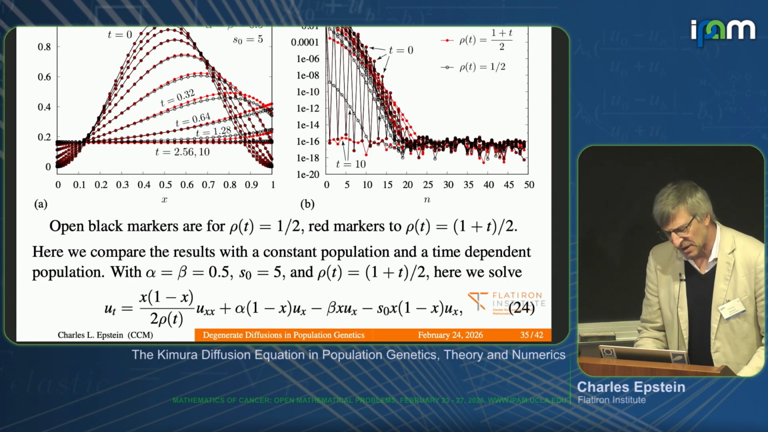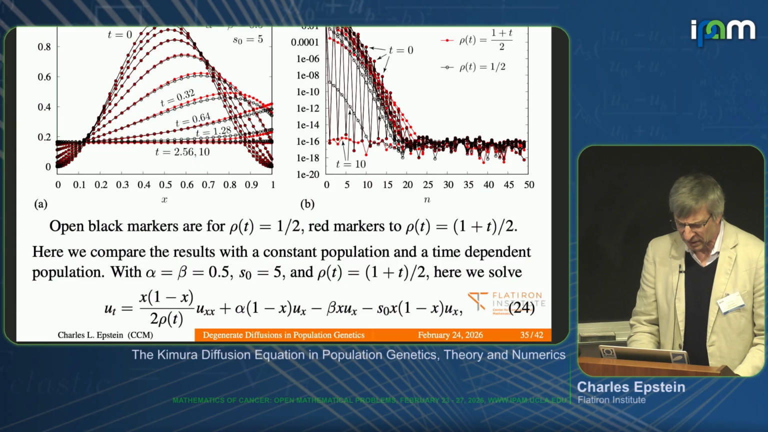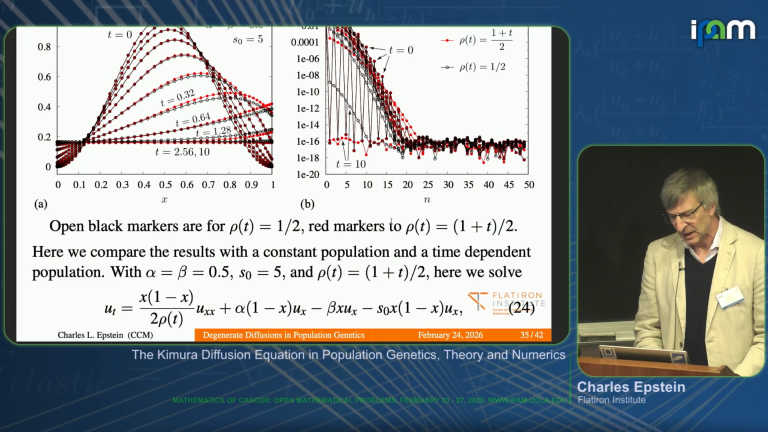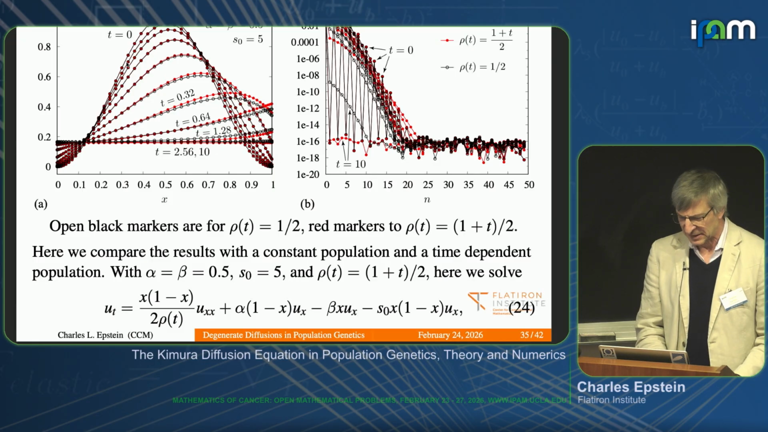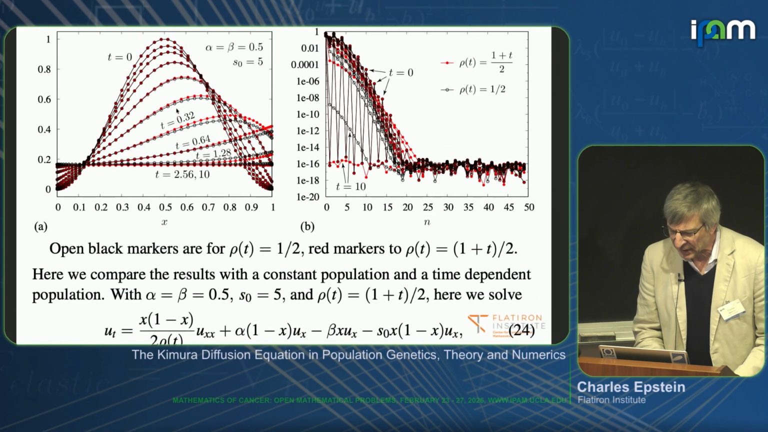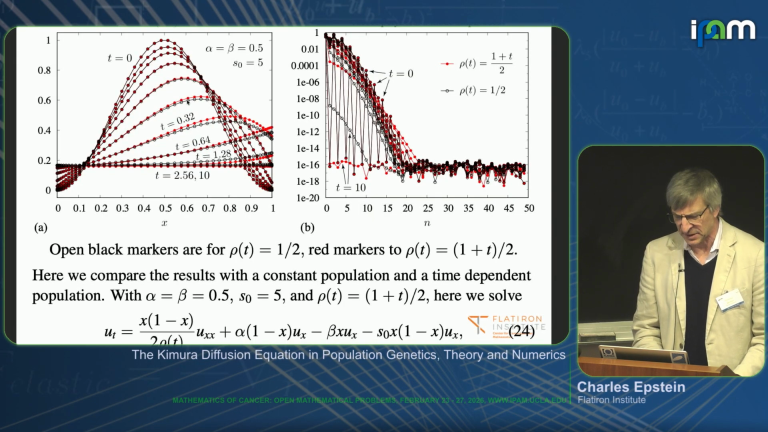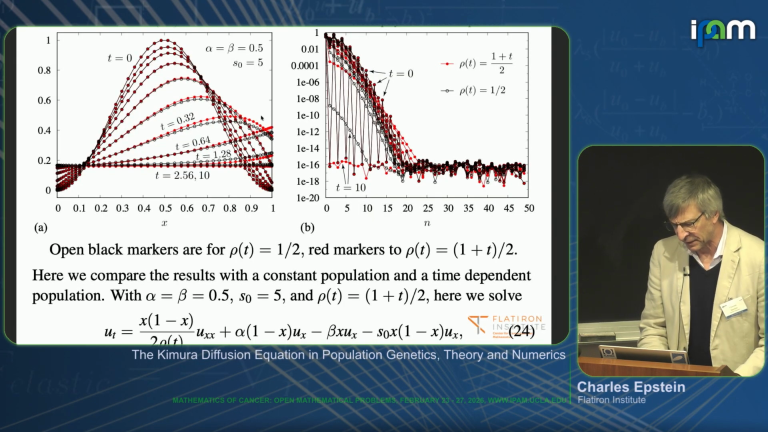Okay, here's an example where we solved with two different population models. One, a constant population at a half, another population of 1 plus t over 2. And here we see the two solutions. One is with black dots, one is with red dots. They're similar, they're different though.